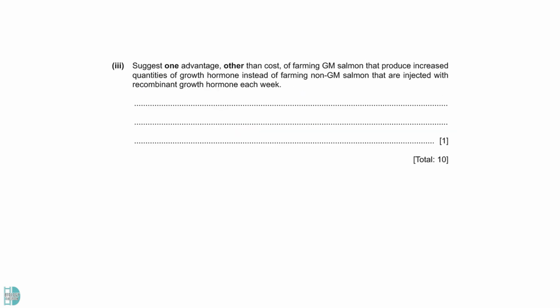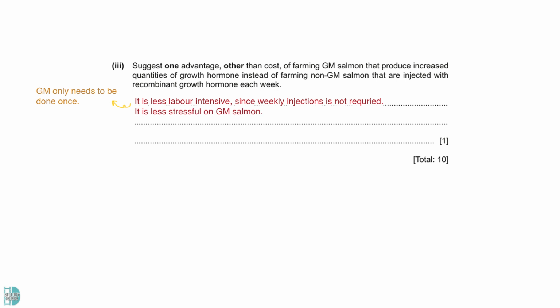Question 3 wants you to suggest one advantage of farming GM salmon that produces increased quantity of growth hormones compared to the non-GM salmon that receive hormone injections weekly. It is less labor-intensive, as no weekly injections are needed. This can also reduce the stress experienced by the fish. Weekly injections are a physical stress to them. There are risks of infections with injection if it is not managed carefully. Growth hormones are continuously produced by the fish themselves. GM salmon may grow faster, leading to greater productivity.